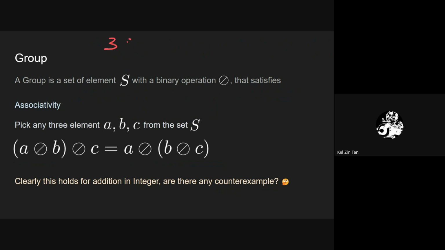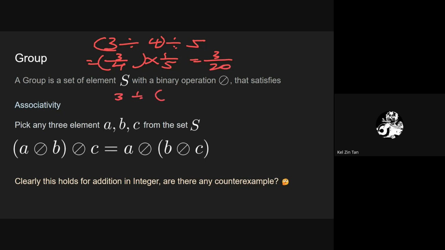Let's use 3, 4 and 5. 3 divided by 4, and divided by 5. If I do this part first, this will be 3 divided by 4, and then this whole part will be multiplied with the reciprocal of 5. So this will be 3/20. And then if we do the other part first, which is 4 divided by 5, this will become 3 multiplied by 5 divided by 4, when I move this part up. So it's not the same. So it's not associative. Division is a very good example.